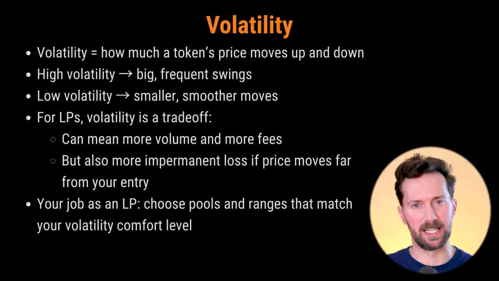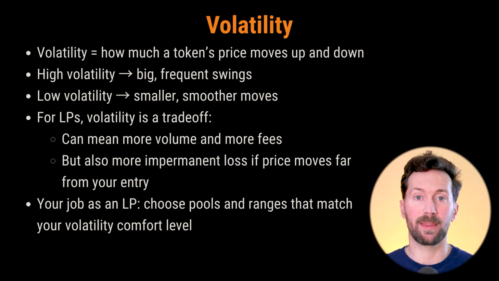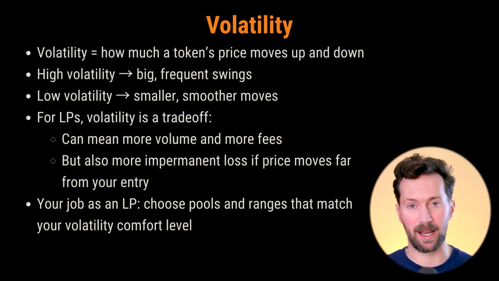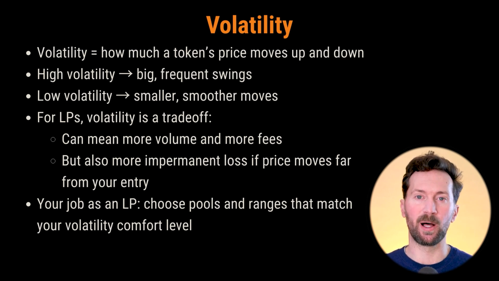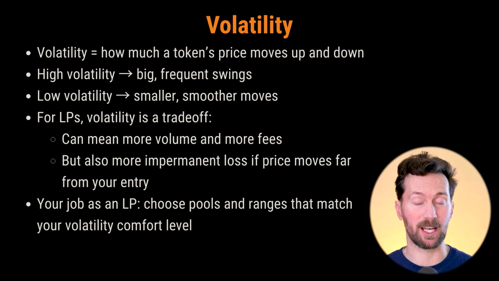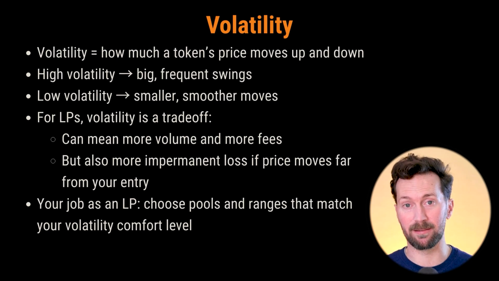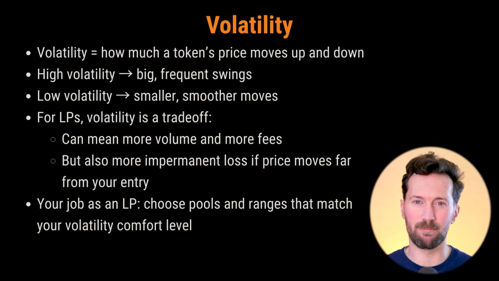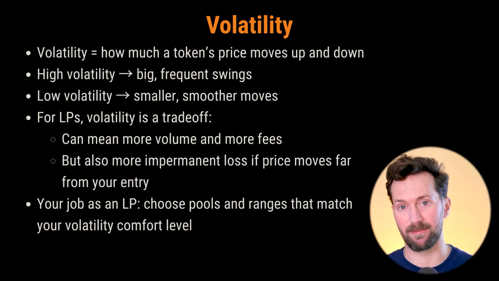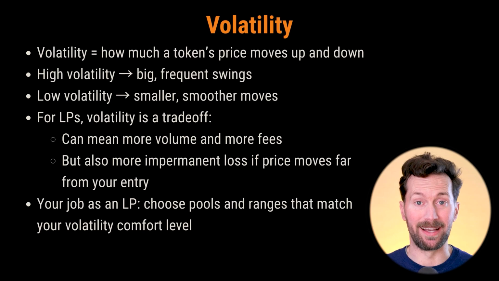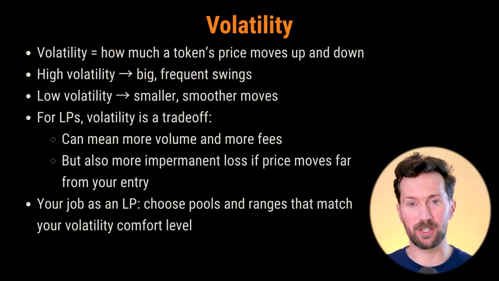And finally, volatility. Volatility measures how much the price of a token moves up and down over a given period of time. A highly volatile token has big, frequent price swings. A low volatility token has smoother and smaller moves. As an LP, volatility cuts both ways. It can create more trading volume and more fees, but it can also create more impermanent loss as prices move away from your entry. So part of your job as an LP is choosing pools and ranges that match your comfort level with volatility.